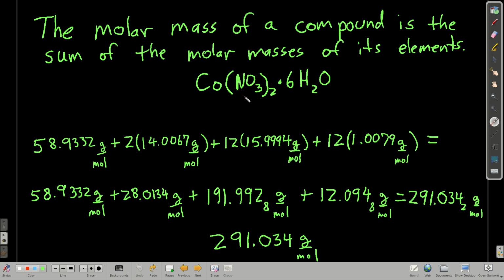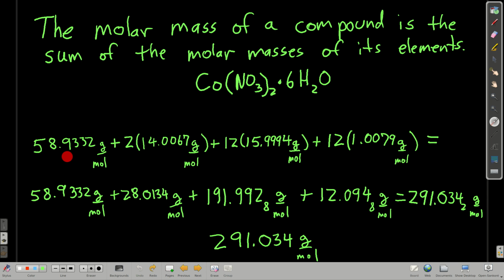But anyway, to calculate the molar mass of this compound right here, we just add up the molar mass of cobalt, which we find from the periodic table, plus 2 times the molar mass of nitrogen. This 2 applies to everything inside of here. Plus, now look, gotta be careful, there's oxygen in 2 places, here and here. This 6 means there's 6 waters, so there's 6 oxygens here, and 2 times 3 is 6 here. So we add up 12 molar masses of oxygen, and finally 6 times 2 is 12 molar masses of hydrogen.